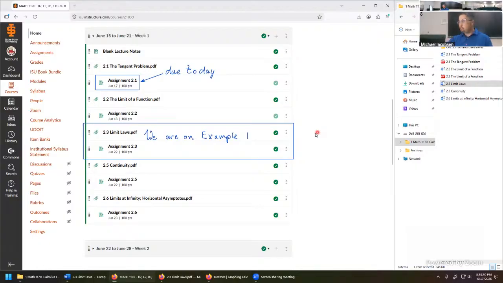But that's our goal for today. Work through section 2.3, the limit laws. Then we're going to skip to section 2.5 towards the last part of the day and take a look into continuity. But any questions or comments at all to start us out, folks?